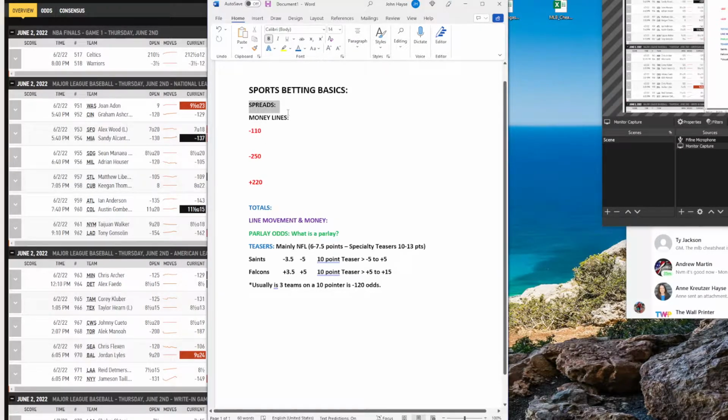So the first thing is spreads and money lines. Depending upon the sport, you have spreads and you have money lines. A spread is betting a team to win by so many points or getting so many points with an underdog. So we're going to look at spreads first.